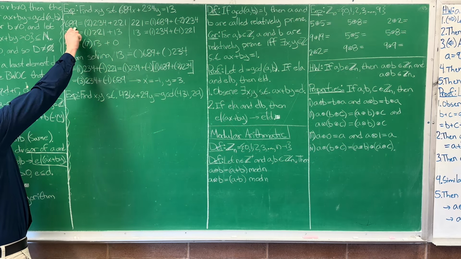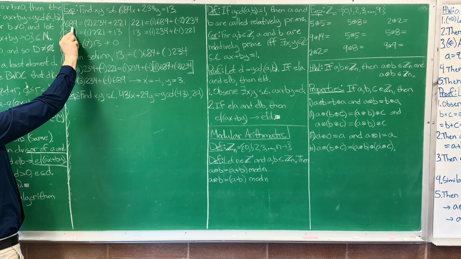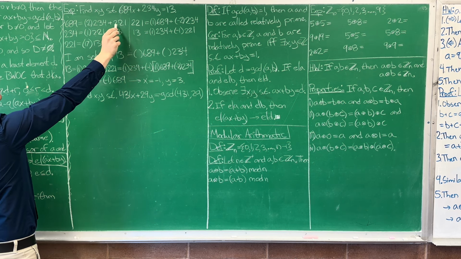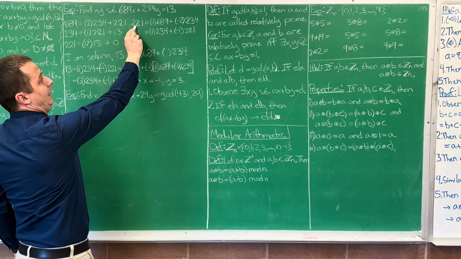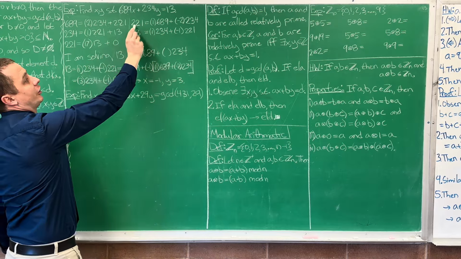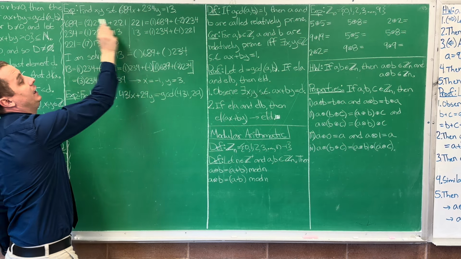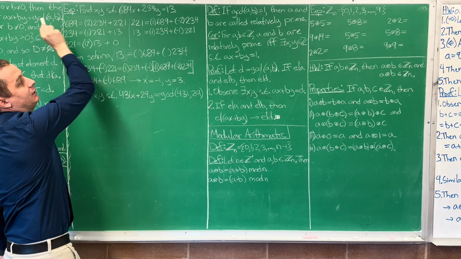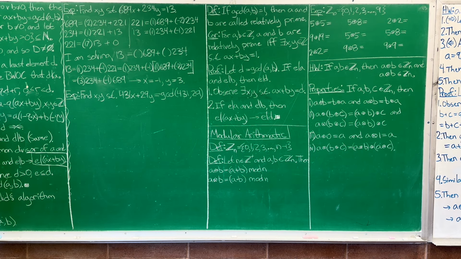So, how do we start? I'm going to do 689 divided by 234. 689 is 2 times 234 with the remainder of 221. Now, I do a vertical line on this side. I rewrite this equation in terms of the remainder. The remainder, 221, is equal to 1 times 689 and negative 2 times 234. You'll see why we did that here in a second.